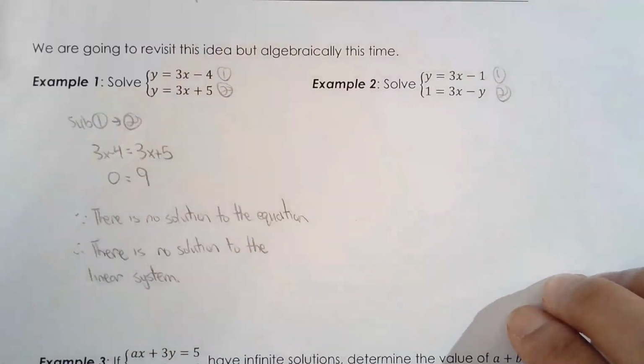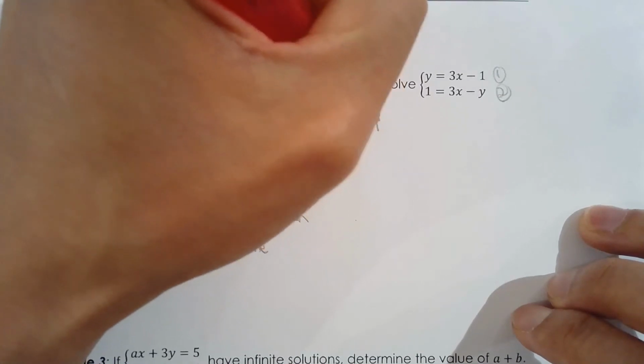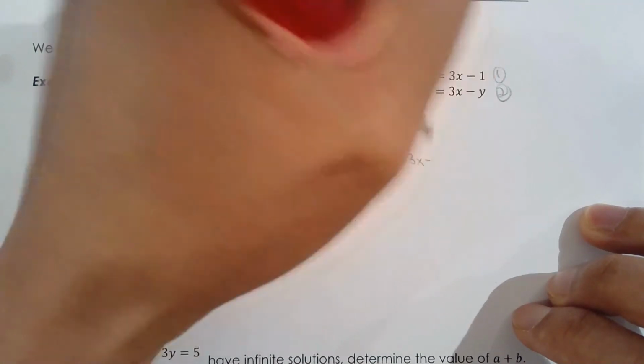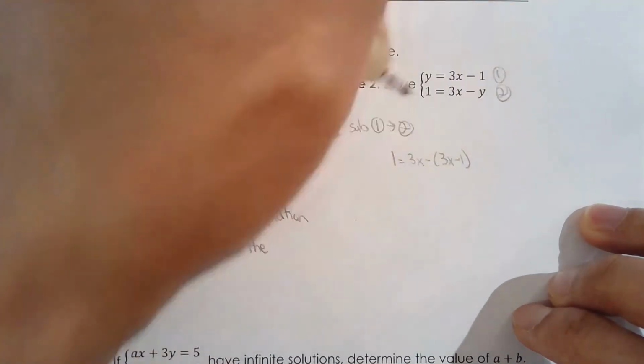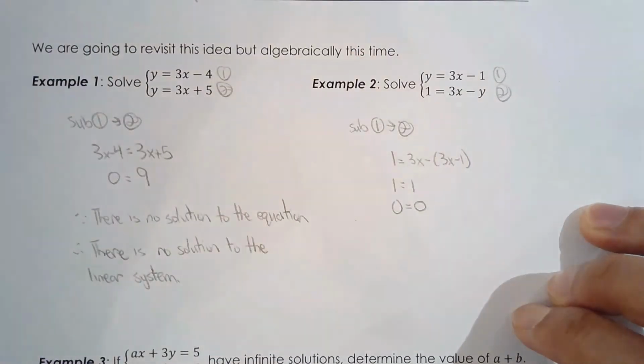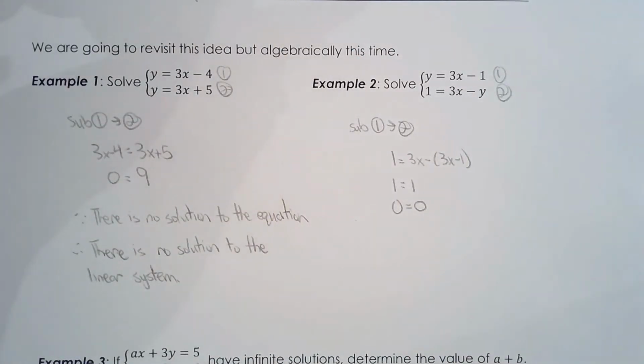Okay, so I think you can already foresee what's going to happen here. All right, for the second example, we're going to do the same thing. We're going to solve by substitution. So let's see what's going to happen. 1 equals 3x minus all of 3x minus 1. 1 equals 1. You can say even 0 equals 0. Well, where do I go from here? Well, there's nowhere to go.